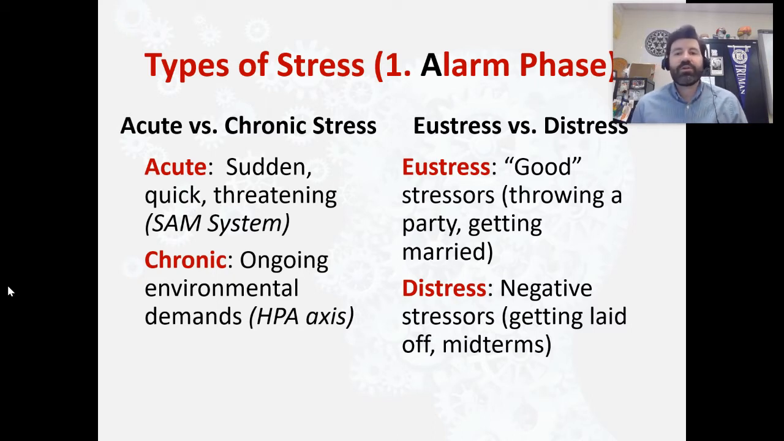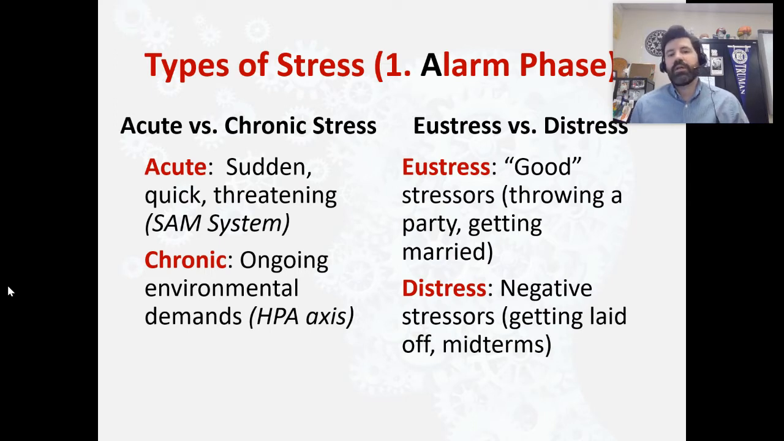When we're trying to categorize stress, some of our stressors are what we call acute stressors. And acute stressors are things that happen quickly. And the result of an acute stressor is going to be the activation of the SAM system, which we'll talk about in our next slide. But these are sudden stressors that are threatening, that need our immediate attention.